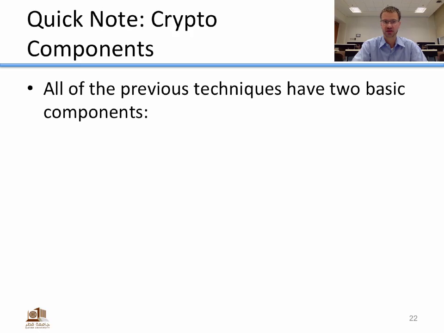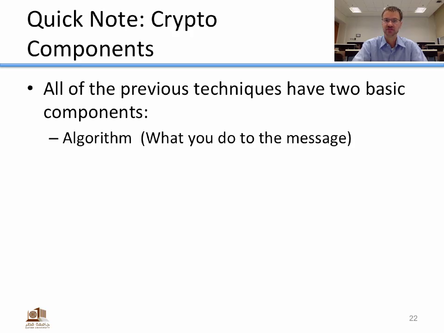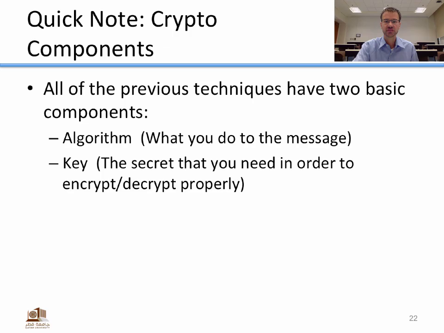So I want to make a quick note here about all the ciphers we just looked at. All these previous techniques have two basic components, and I hope you saw them as we went through. The first is an algorithm, which is something that you do to the message. So in the case of a shift cipher, my algorithm is, I take the letter and I add a number to it, and then I turn it into that letter. The other component all these techniques have is a key. The key is a secret that I need in order to encrypt or decrypt properly. So in the case of a shift cipher, the key was the number that I shifted by. In the case of a substitution cipher, my algorithm was to substitute letters, and my key was the substitution table that I used. In a Vigenère cipher, my key was the secret word that I used, and my algorithm was to repeat the key underneath my message and just add the message and the key together.